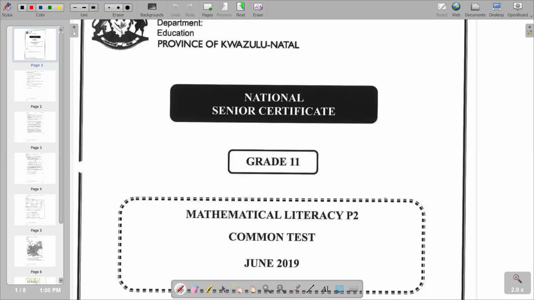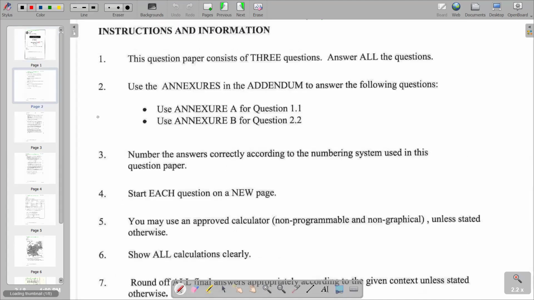Mathematical Literacy Paper 2, and this is a common test of June 2019. So we are looking at a question paper from the province of KwaZulu-Natal. We're going to start to go through the instructions and information that we are given.